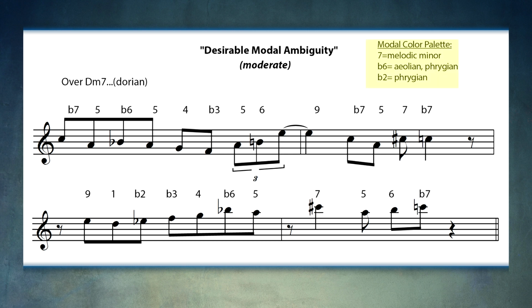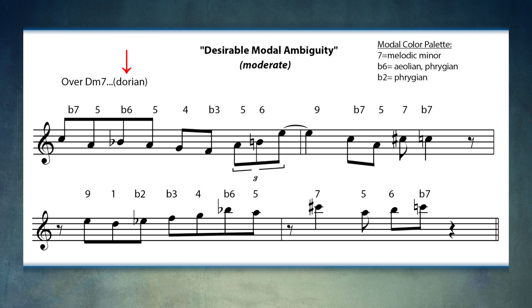Notice that to the right of this example, I have listed what I like to call a modal color palette. It consists of all the degrees I can emphasize within my original D minor scale to create modal ambiguity. Notice that I am thinking of D Dorian as my base scale here also.